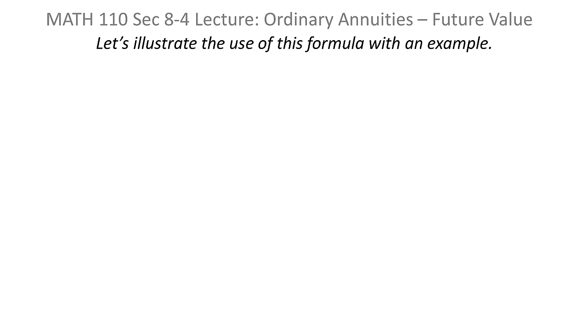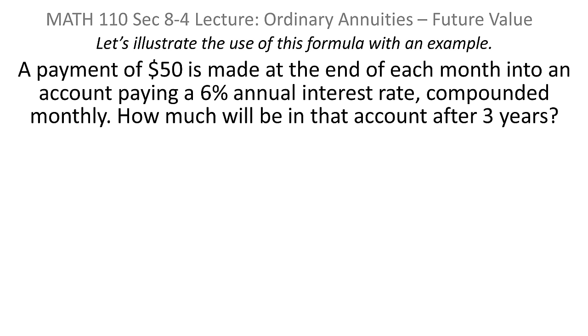Best way to see how this works is just to jump right into it with an example. Suppose I've got a payment of $50 to be made at the end of each month, going into an account paying 6% annual interest, and it's compounded monthly. The question is, how much will be in that account after 3 years?